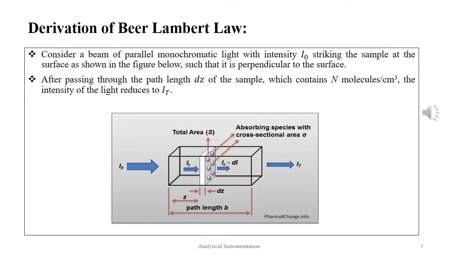Consider a beam of parallel monochromatic light with intensity I0 striking the sample at the surface as shown in the figure below, such that it is perpendicular to the surface. After passing through the path length dz of the sample, which contains n molecules per cubic centimeter, the intensity of the light reduces to IT.